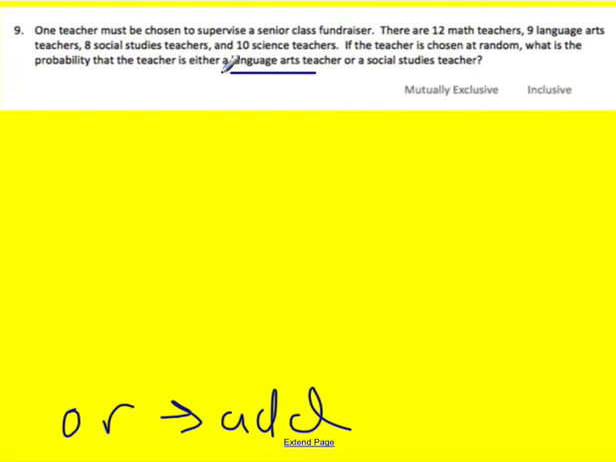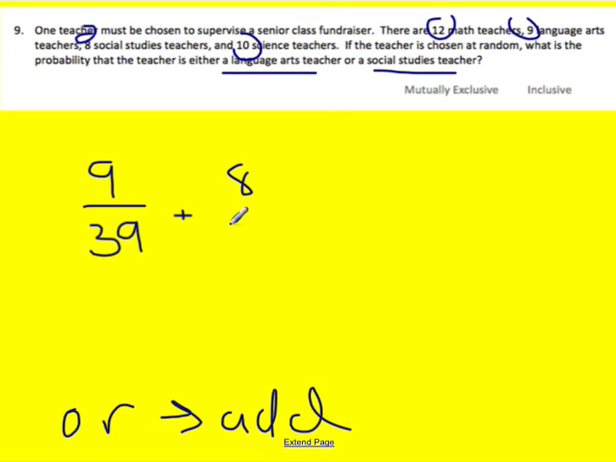So what we need to do is first figure out the probability that it's a language arts teacher. Well, we have 12 plus 9 plus 8 plus 10. So that gives us a total of 39 teachers when you add all of those up. And 9 of them are language arts teachers. Now I'm going to find the probability of getting a social studies teacher. Well, that is going to be 8 out of the 39. So then I need to ask myself, is someone going to be a language arts and a social studies teacher? Probably not. So I don't need to subtract anything off.